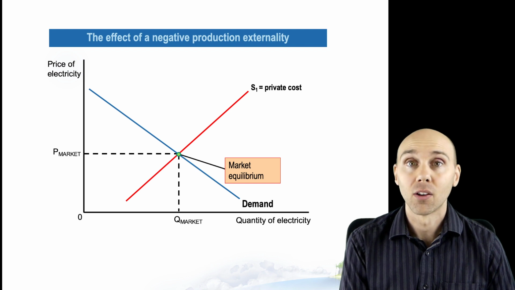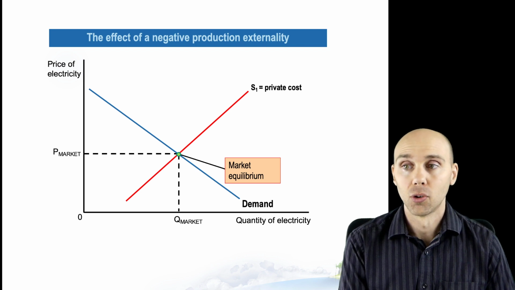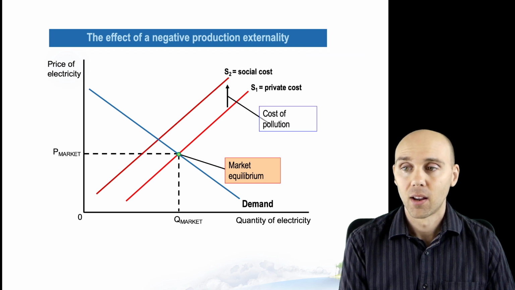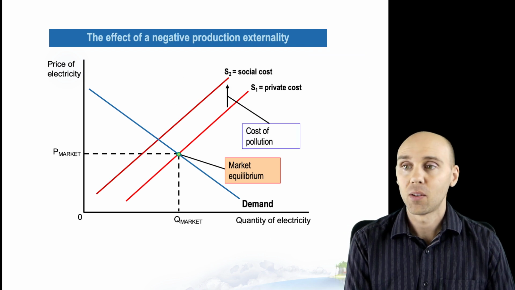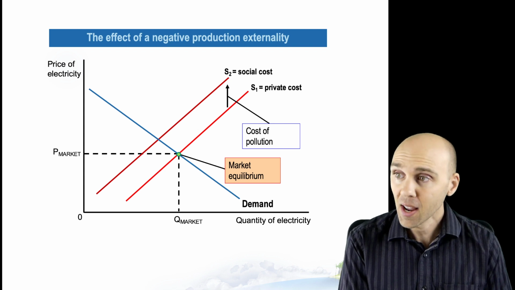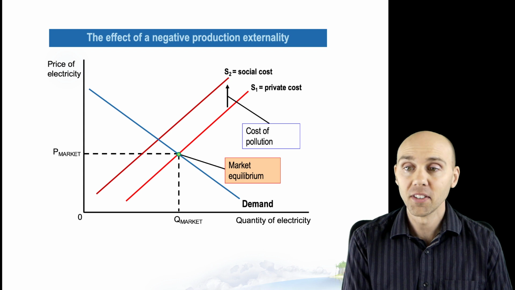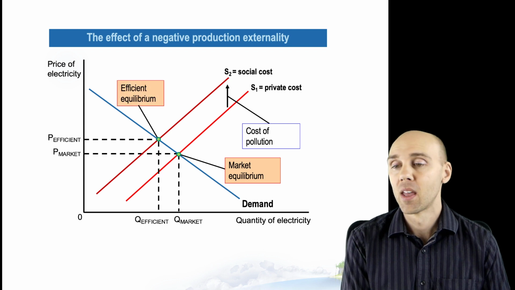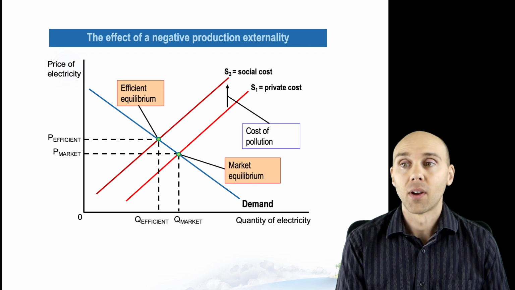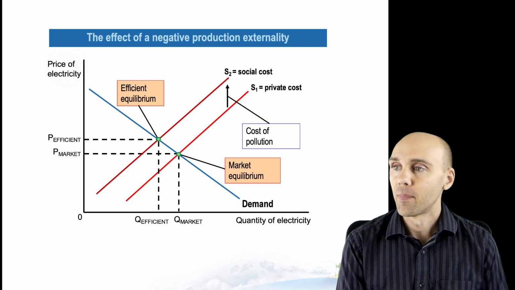So we're adding vertically to the supply curve. We're adding in this extra element, the negative externality, which leads to S2, which is our social cost. And again, what we see is the point that we want to be at, this efficient equilibrium, would see less production in society and also a higher price in society.